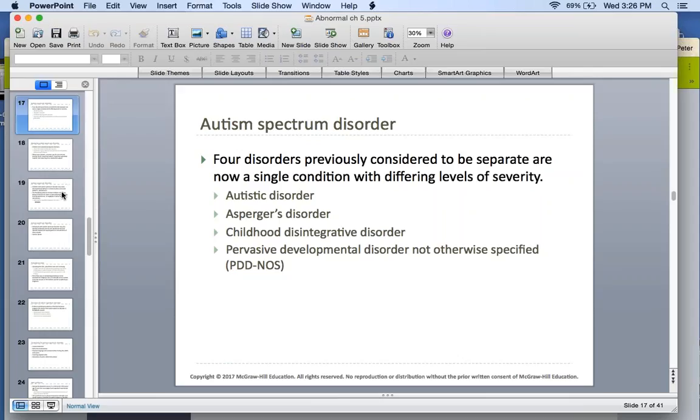Now, Asperger's is also considered a mild form of autism, okay? And that's why it's now in the autism spectrum disorder. But Asperger's is a mild form of autism if you think about it that way. Somebody with Asperger's does not have problems with language skills. They do not show the same kind of stimming, repetitive movements. What they do show is issues with social cues.